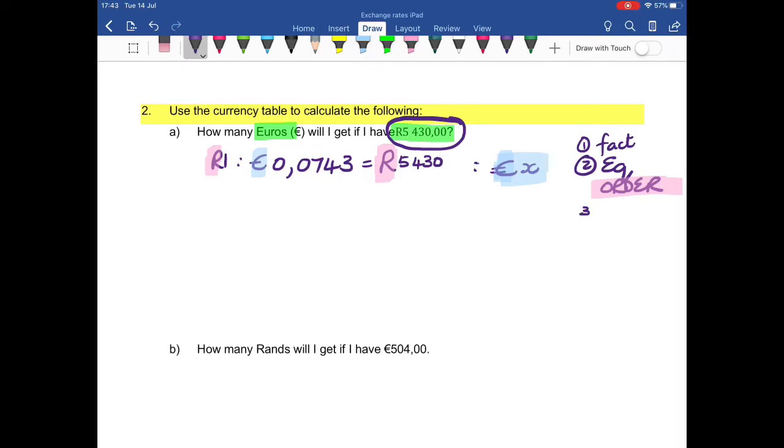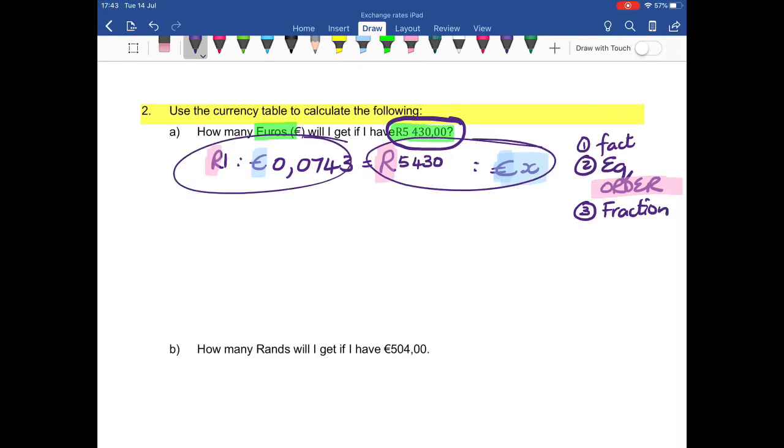The next step is fraction form. So I must write that as a fraction with an equal sign in between. So I've got 1 over 0,0743 equal to 5430 over x. You see, I do not put my units. Let's just check. 1 was first, 5430 was first there. So I do have my tops lining up and my bottoms lining up.